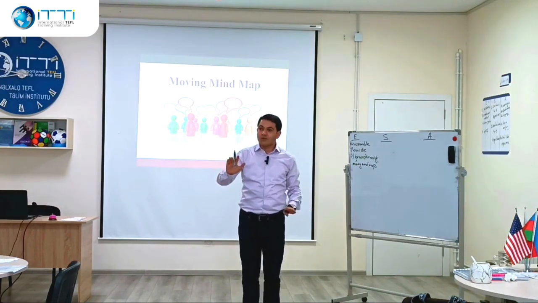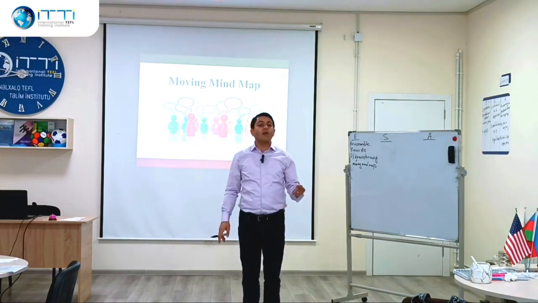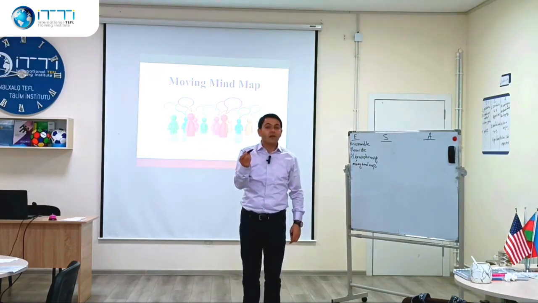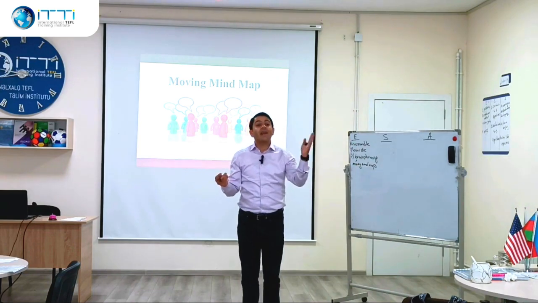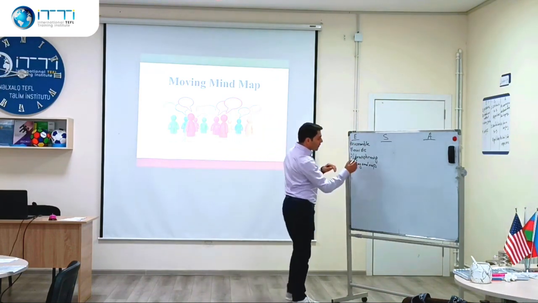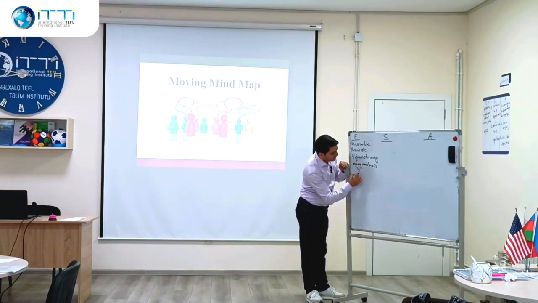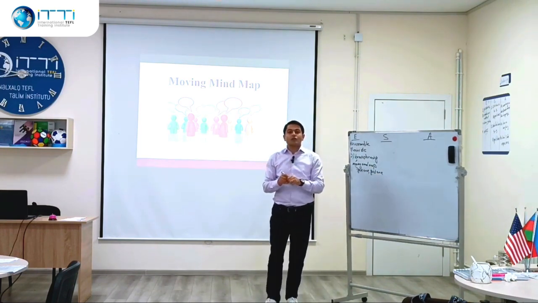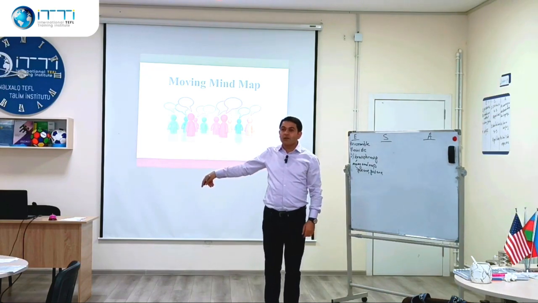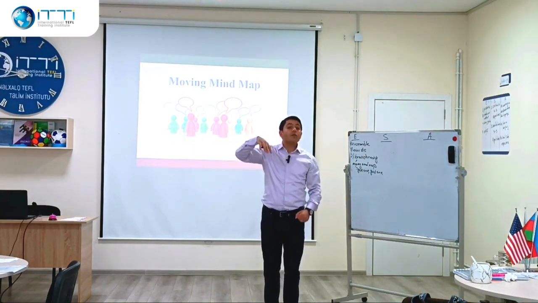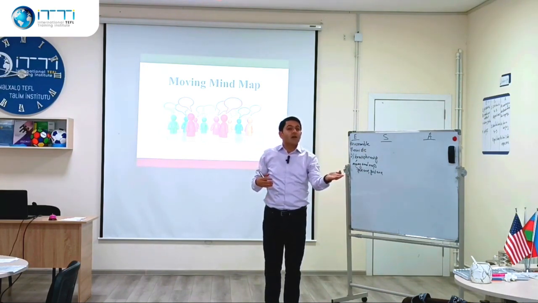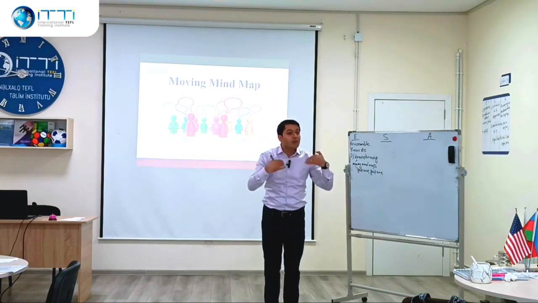Then you set the instructions. I press the bell. I said, when I press the bell, you move how? Clockwise. Why? Give one and get one. So, moving mind map, then give one and get one. So, I press the bell, then spokespeople moved how? Clockwise. You shared your words and you got new ones.